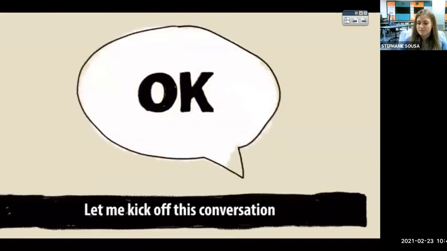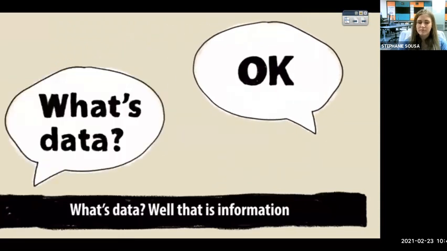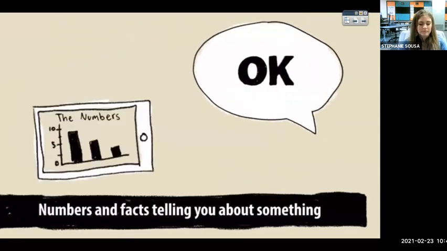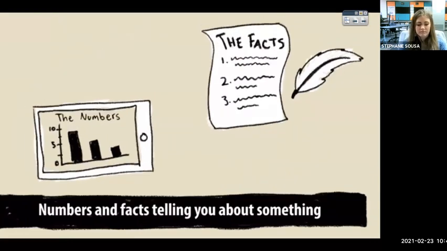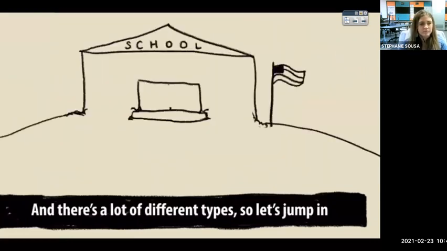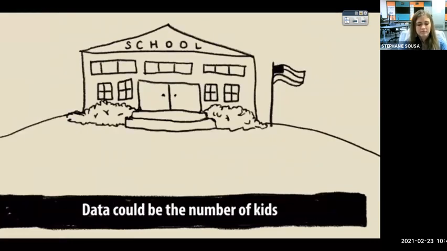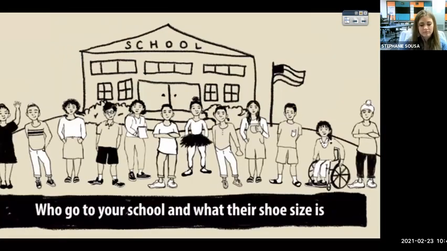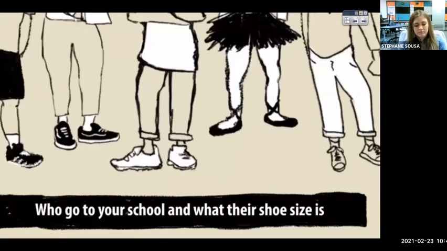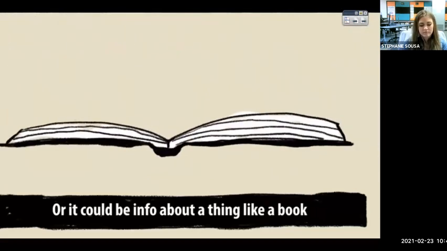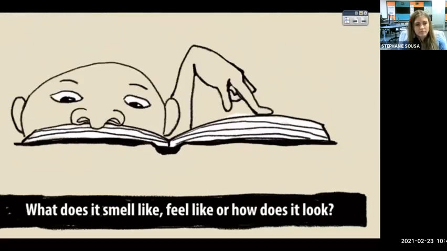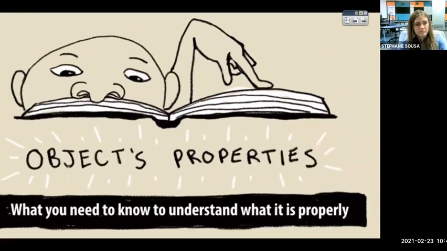Okay. Let me kick off this conversation. What's data? Well, that is information, numbers and facts telling you about something. And there's a lot of different types, so let's jump in. Data could be the number of kids who go to your school and what their shoe size is. Or it could be info about a thing like a book. What does it smell like, feel like, or how does it look? These are called an object's property. What you need to know to understand what it is properly.